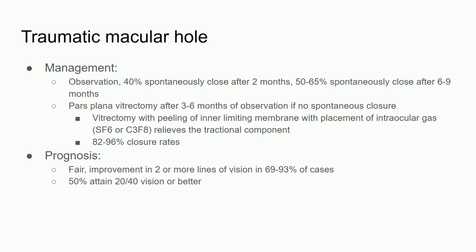Management: observation, about 40% can spontaneously close over 2 months. Around 60% can close after 6 to 9 months. If they don't spontaneously close, you can do a pars plana vitrectomy with peeling of the ILM and placement of gas to relieve the tractional component, with about 90% closure rates with PPV. The prognosis is fair. 50% attain 20/40 vision or better.